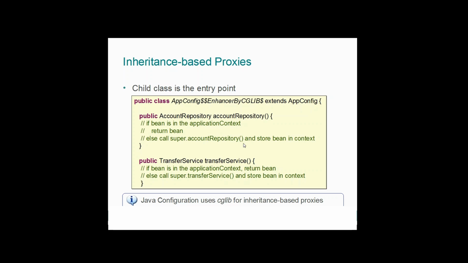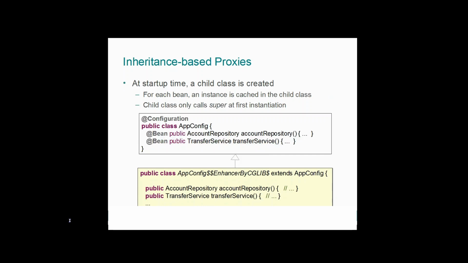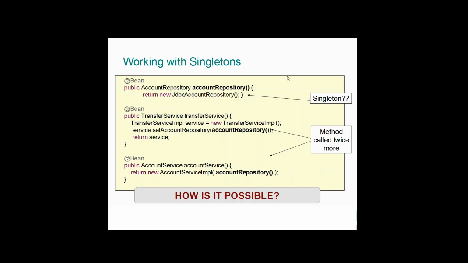Good. And this happens behind the scenes. The framework will take care of this, so you don't need to worry about doing this. So whenever you are calling a method like this, accountRepository and accountRepository, this will actually call the inherited proxy object method first, and inside you have a logic to take care of it. So that is how it makes sure that each and every time you do a ref, it always returns the singleton object rather than creating a new one.